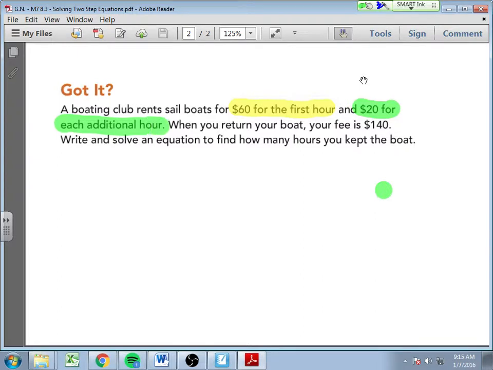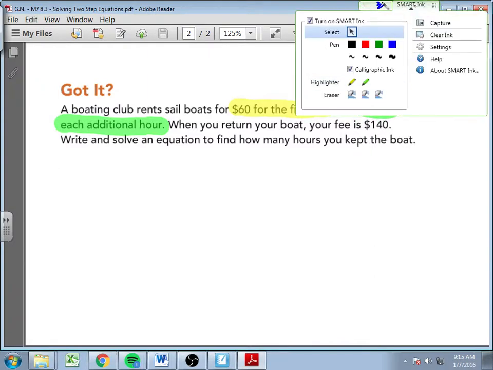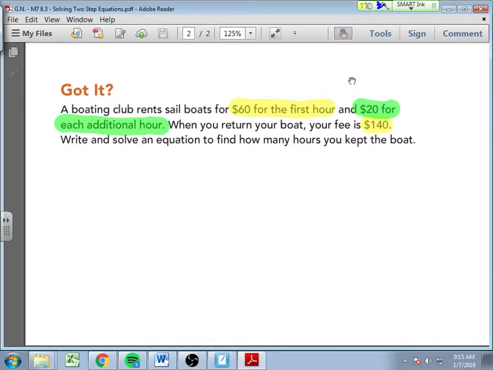I will warn you, most people make a mistake on this problem. So I want to see if you guys can set it up and solve it for how many total hours you had the boat. Imagine you're in one of those like white swan paddle boats.